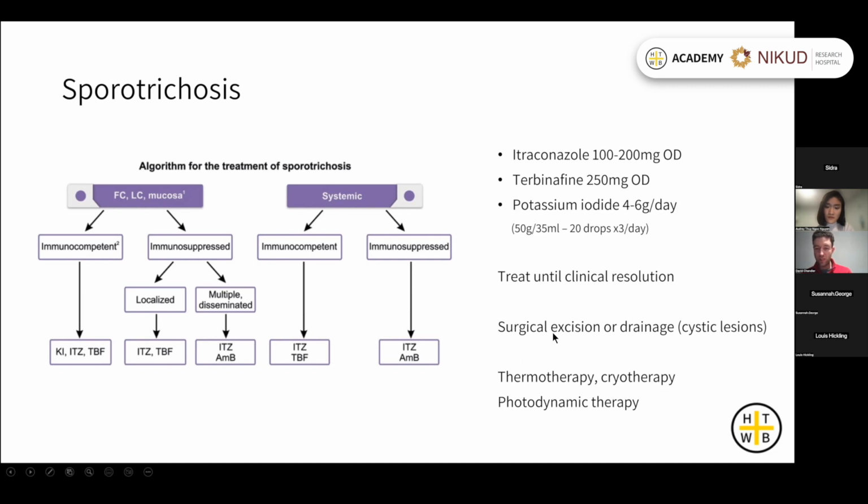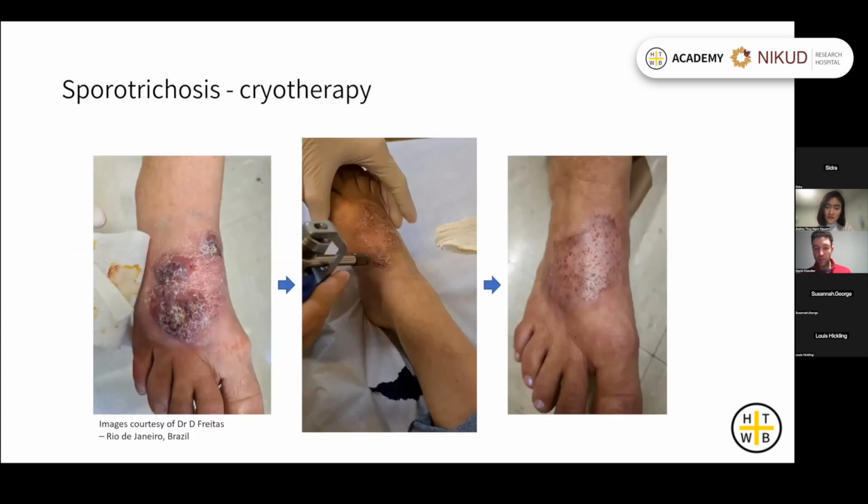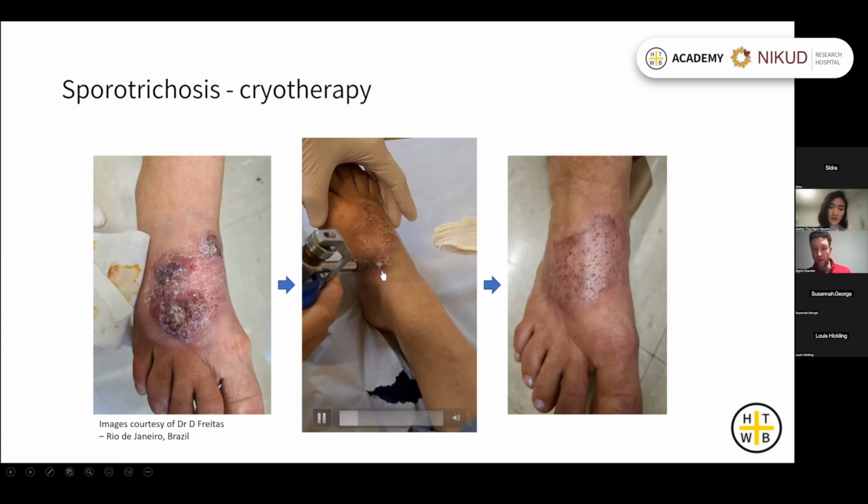So for resistant lesions, especially if they're cystic lesions, you can excise them. And some centres use thermotherapy or cryotherapy, often in addition to antifungals. So this is an example of fixed cutaneous sporotrichosis being treated with cryotherapy to the more resistant area there.